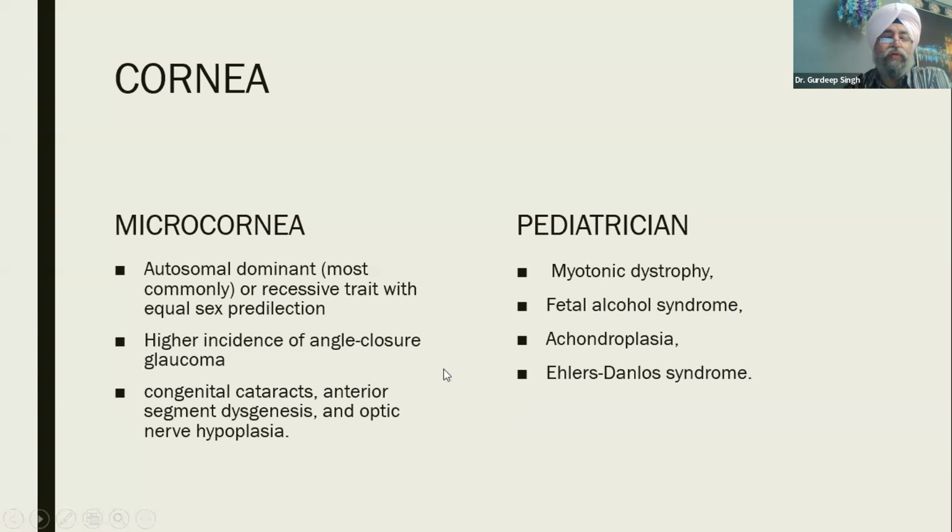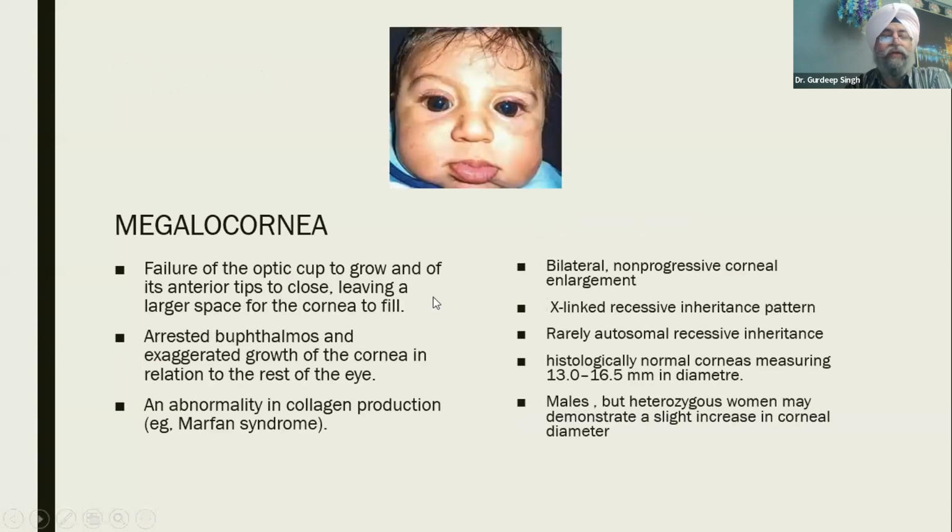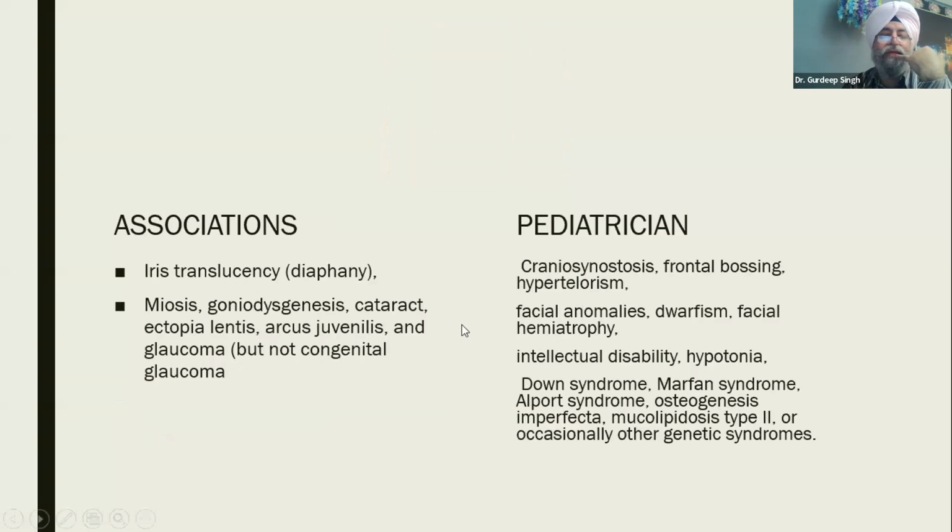Mostly it is an autosomal dominant character, and can be associated with congenital cataracts and other associated problems. This is where the size of the cornea is quite big. You can see it here in a newborn. So this is what we call megalocornea, usually an X-linked problem, and more common in males. Some people say that it is sometimes described as an arrested ophthalmos phase.